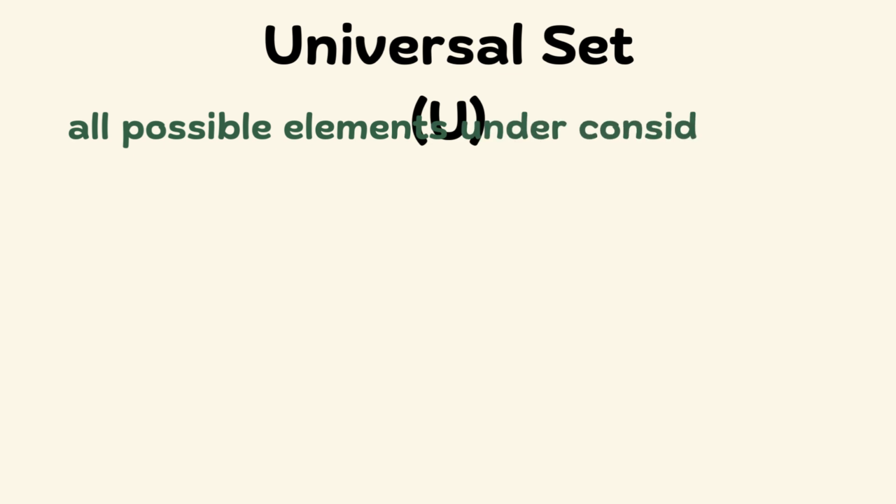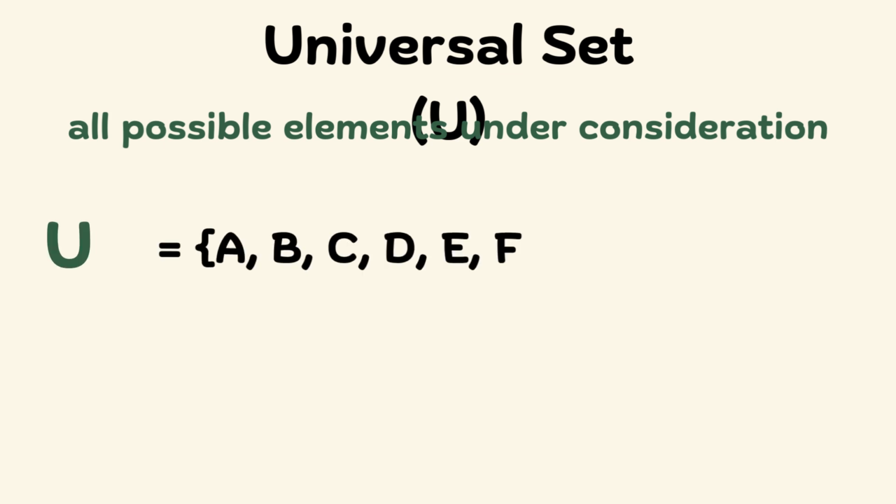Next, we have universal set. This is often represented with the letter U. Now, this set contains all possible elements under consideration. For example, if we're talking about the letters of the alphabet, the universal set would include all the letters from A to Z. So, the set that contains all the possible elements under consideration.